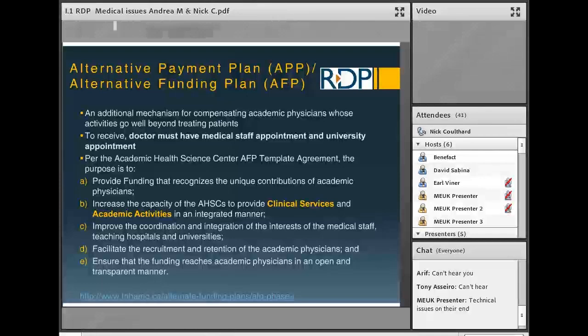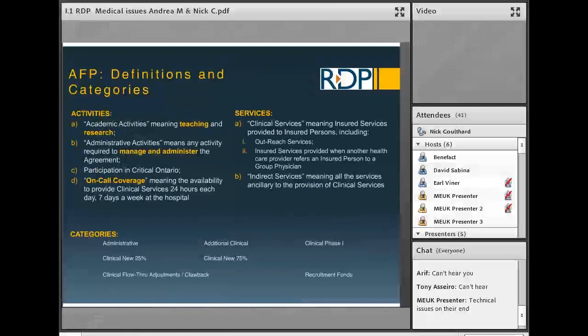On the service side, clinical services typically means the stuff that you bill for in OHIP, but there are also the outreach services, the insured services, which are the OHIP, and then any sort of indirect services. So it's a pretty broad definition of what they need to be doing.